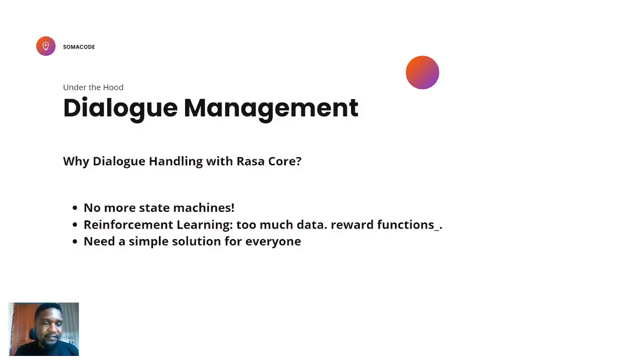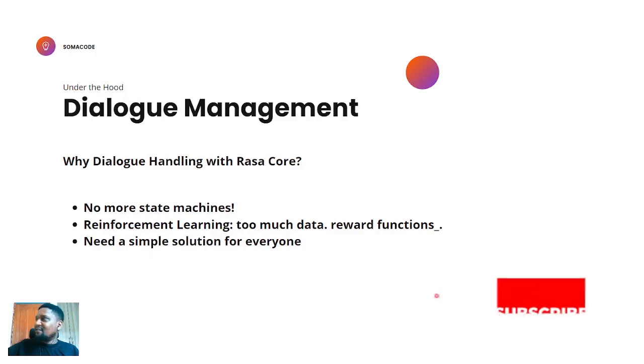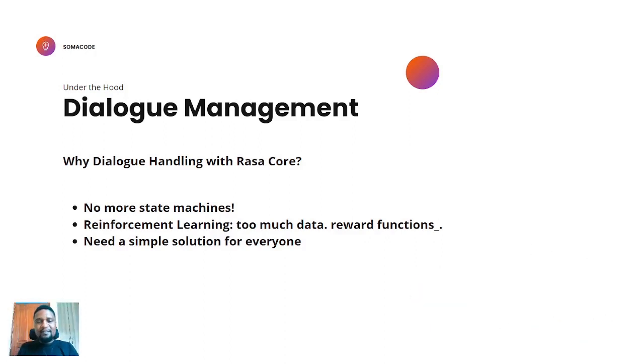The last element, the third one, is dialogue management. Why should we use dialogue handling in the Rasa core? We use it because there are no more state machines. What we mean by state machines is that you have to create your own state machine to handle logic. For instance, if you're asking the bot what's the weather like, you must have written some sort of logic, like if statements, like if somebody asks what's the weather like today, you return a response based on some logic you wrote behind.